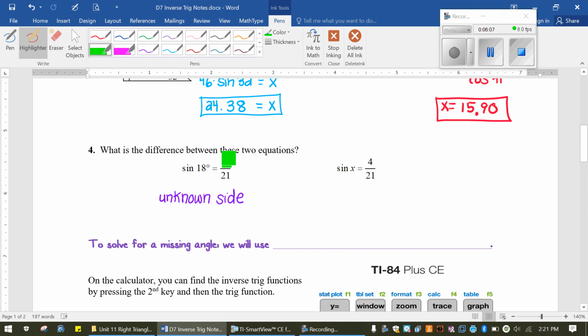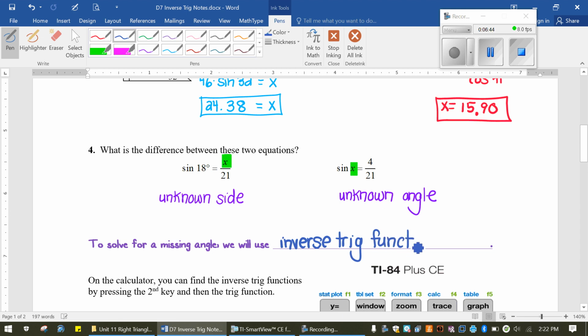But in the second equation, your x is attached to the angle, or is attached to the sine. That means that it's the missing angle. So the difference here is in the second equation, we don't know what the angle measure is. Okay, so that's what we're going to concentrate on today. When we're solving for a missing angle, we've got to do something a little bit different. And what that thing is, is the inverse trig function.